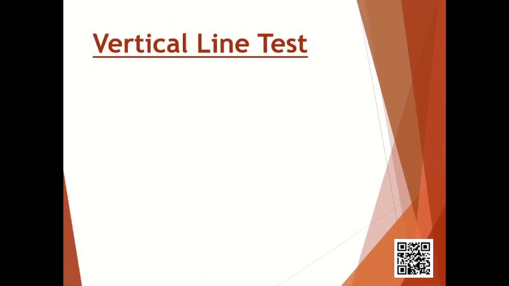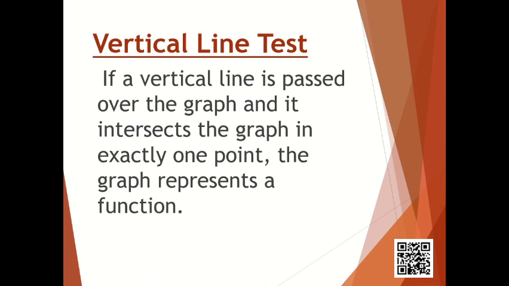So, sa graph naman, kasi hindi naman bibigyan ng teacher nyo basta-basta na meron siyang pairs and a graph. Paano pag graph lang ang binigay ni teacher? So, you are going to use vertical line test. Now, what is a vertical line test? If a vertical line is passed over the graph and it intersects the graph in exactly one point, the graph represents a function.